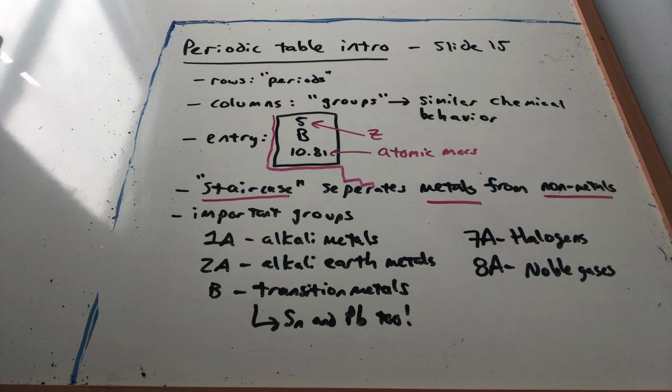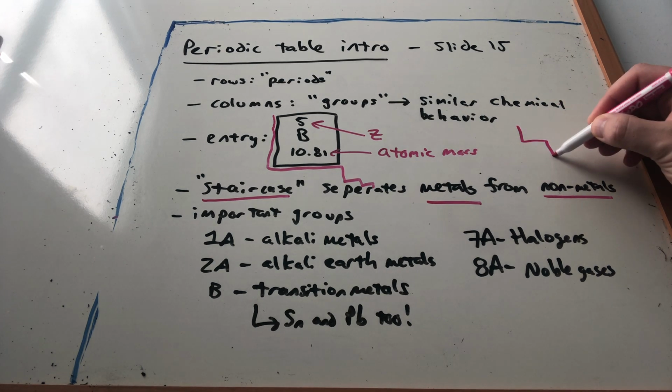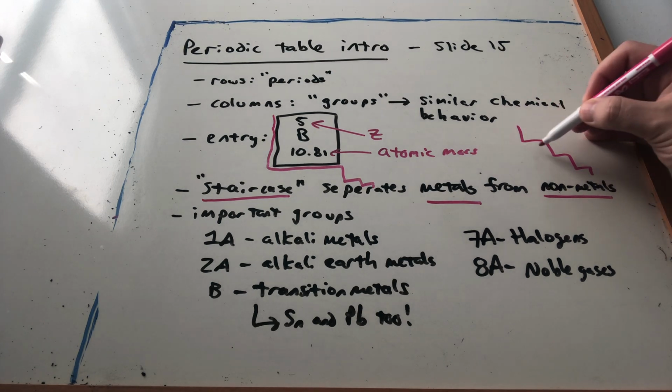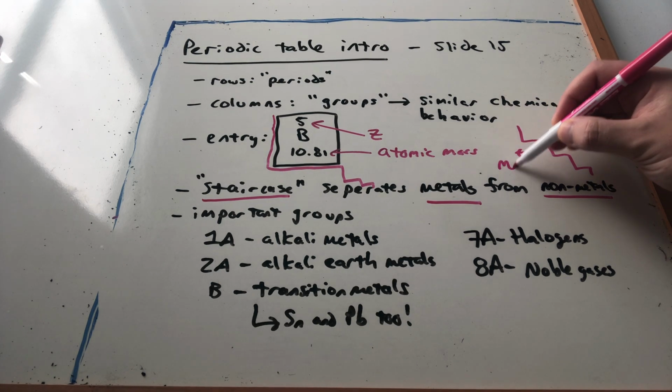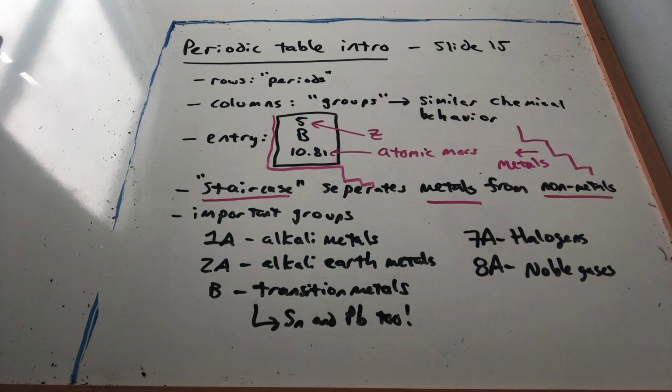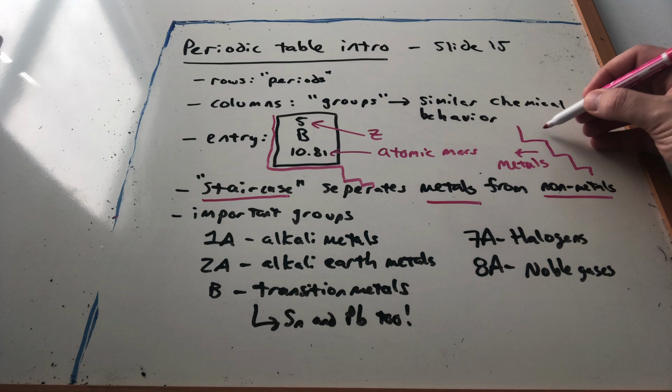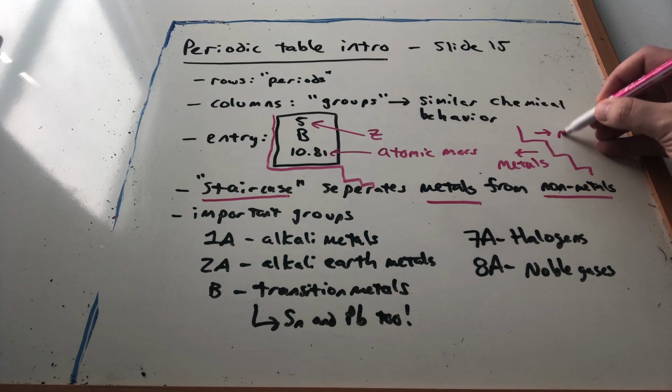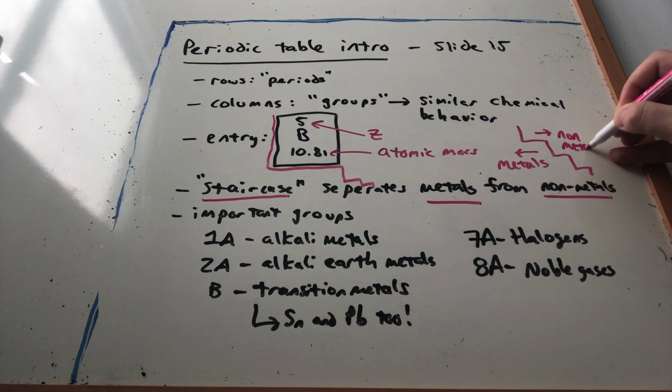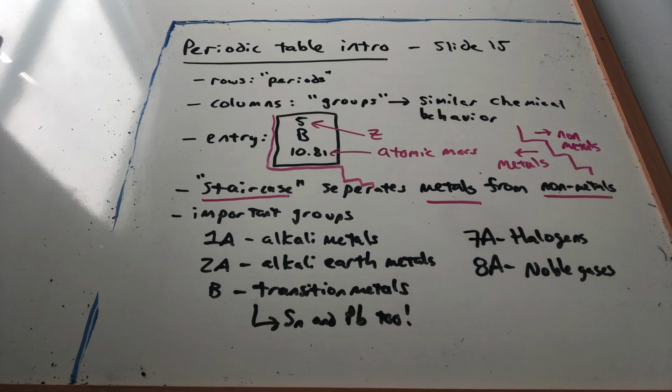So if you're looking at the staircase, I'm just going to draw it over here, okay? On this side of the staircase, what we're going to have are metals. This periodic table tells you that, but it's just good to know because some periodic tables don't have that information on it. On this side of the staircase, we have non-metals, right? Metals and non-metals. When we get to bonding, one of the first steps that we do is identify metals and non-metals, and you literally just look on which side of the staircase they are.